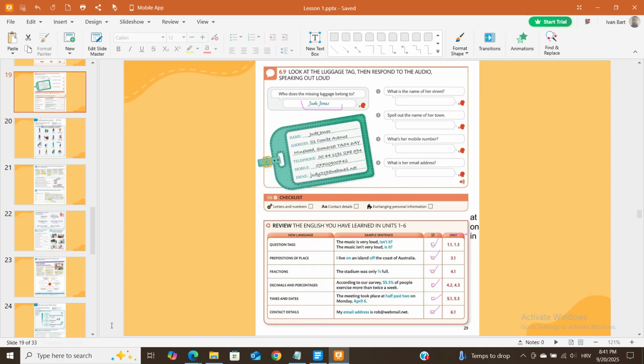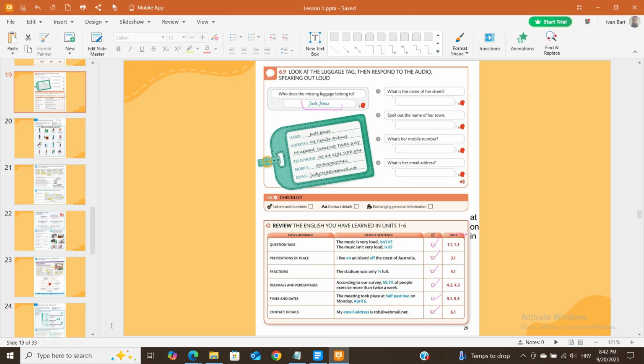Checklist: letters and numbers, contact details, exchanging personal information. New language: review the English you have learned in Units 1 to 6. Sample sentence: The music is very loud, isn't it? Question tags, Unit 1.1, 1.3.